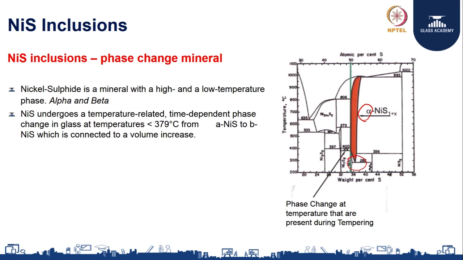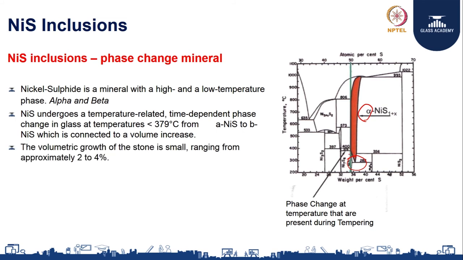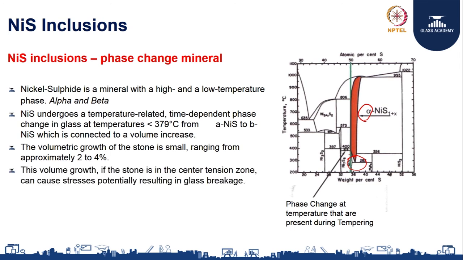Because of this instability, the change in phase will grow in volume. For example, the normal temperatures at which this can happen are 200 to 260 degrees Celsius, which is much less than 369 degrees Celsius, where we can see a much higher graph. So, the smallest volume can grow. This growth in volume, roughly 2 to 4%, will have a differential cooling curve compared to the glass. If you cool the glass and the nickel sulfate inside the glass, both will have a differential cooling curve, which results in the breakage of the glass.